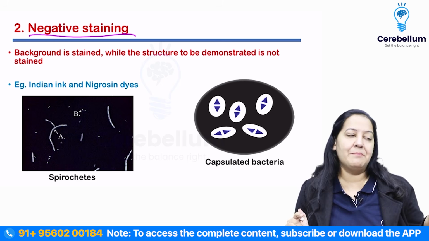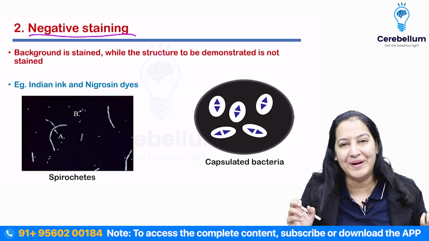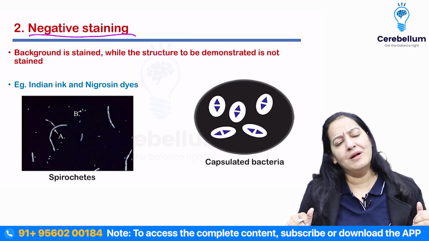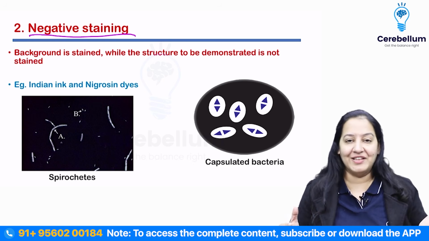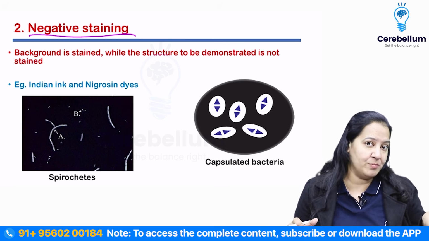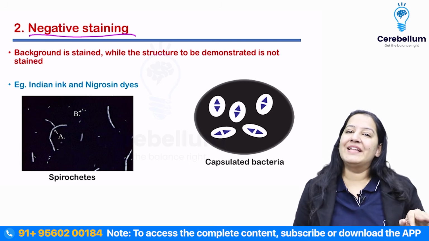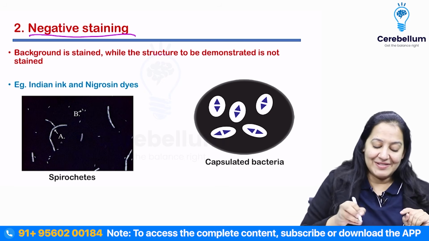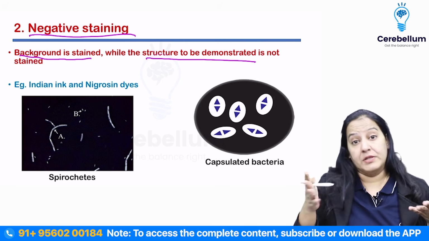In the last stain, the simple stain, it was staining the bacteria, giving the same color to all bacteria but not the background. But here, instead of staining the bacteria, we stain the background. So the ultimate purpose is solved now. We want to provide the contrast. Now either we provide contrast by staining the structure to be seen or by staining the background. Here we are providing the contrast by staining the background. So it is the negative stain. Here the background is stained while the structure to be seen is not stained.